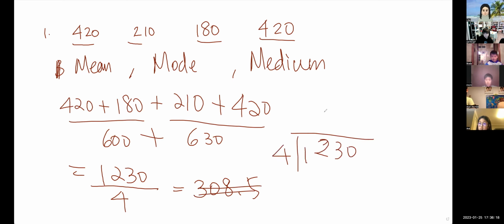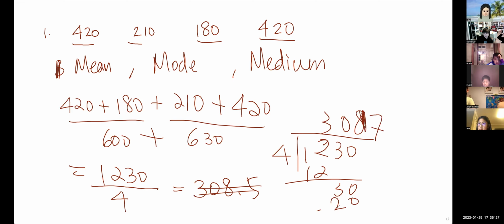1230 divided by 4. So 330. So 38. 20. Sorry. No. 7. 28. Then 2. Definitely wrong. 307. I'm definitely wrong.